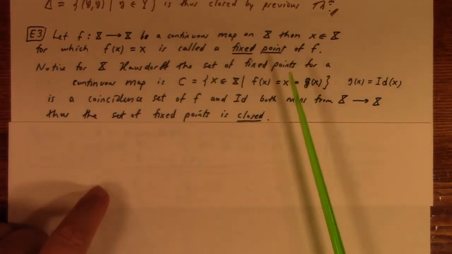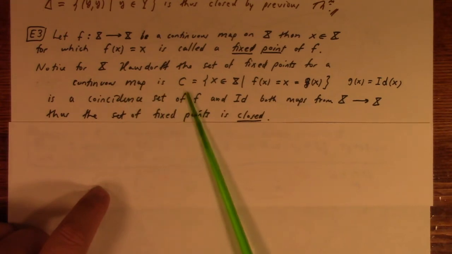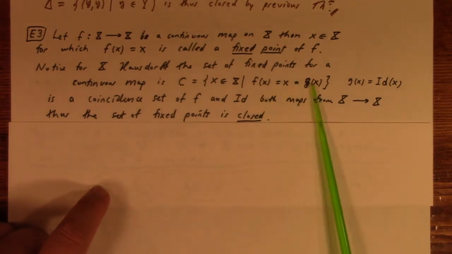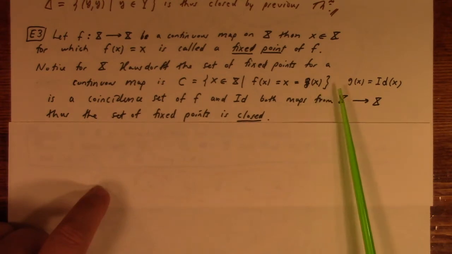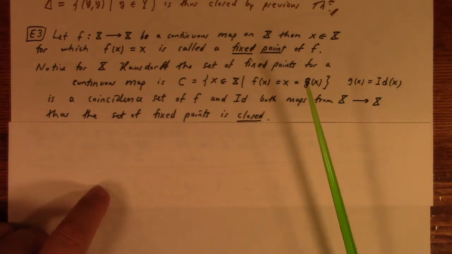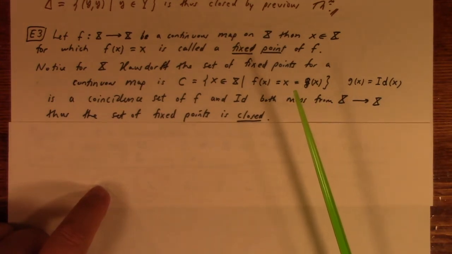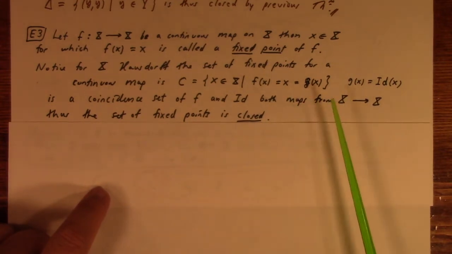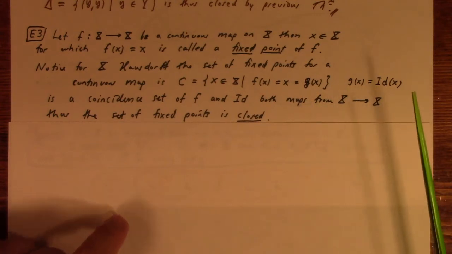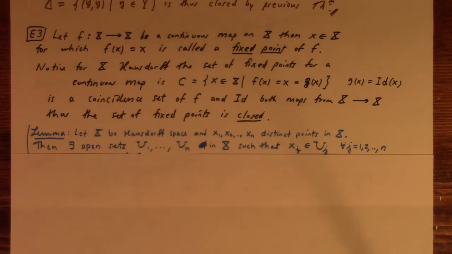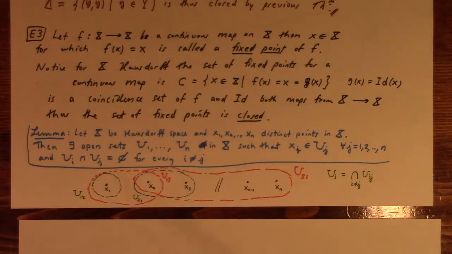So anyway, the set of fixed points for a continuous map is closed, and I would just point out that it's basically, again, a coincidence set. f of x equals g of x, but here g is actually the identity map, and I think we're also thinking of Y being equal to X in this context, relative to the corollary. But in any event, it's a coincidence set, therefore it's closed, so the set of fixed points of a continuous map is closed. And then finally, we reach the final lemma of this lecture.